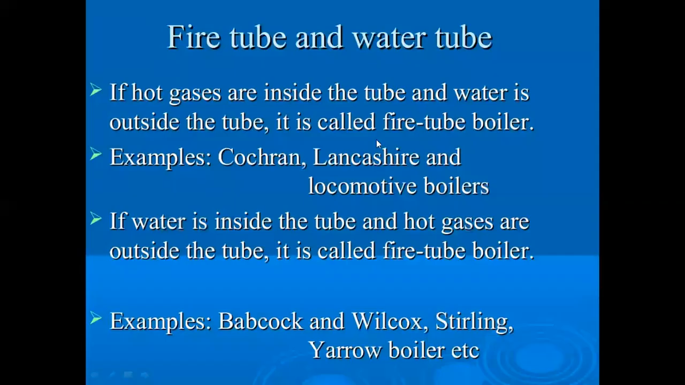In theory, for fire tube and water tube boilers: if the hot gases are inside the tube and water is outside the tube, it is called a fire tube boiler. That means within the tubes the hot gases flow, surrounded by the water. Examples of fire tube boilers are the Cochran boiler, Lancashire boiler, and locomotive boiler. In further classes, we will discuss the working of the Cochran boiler.